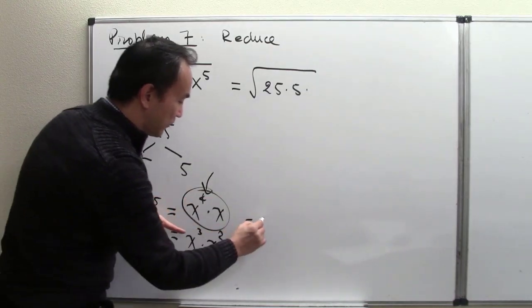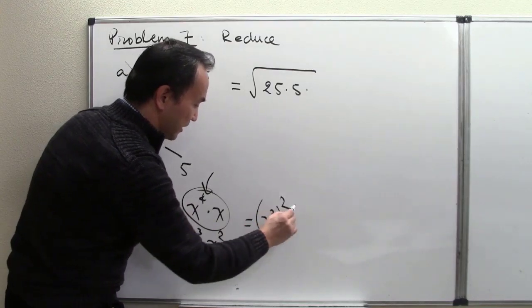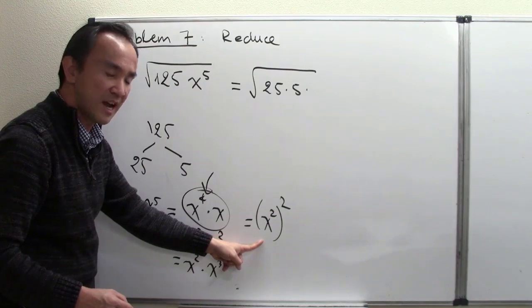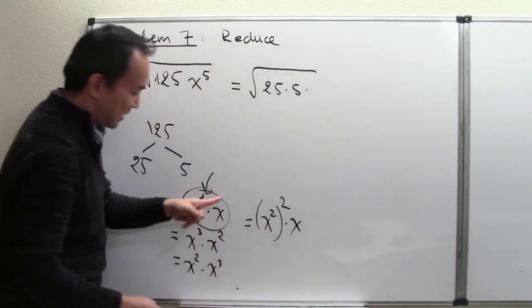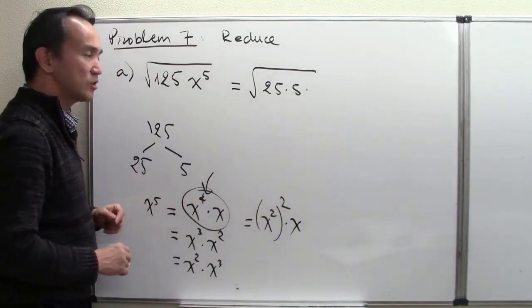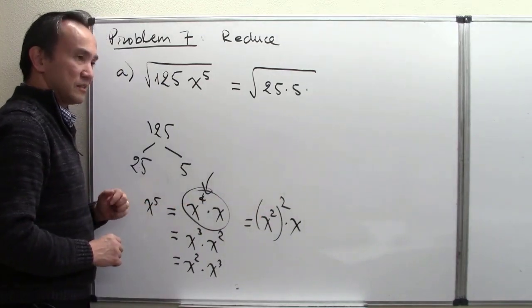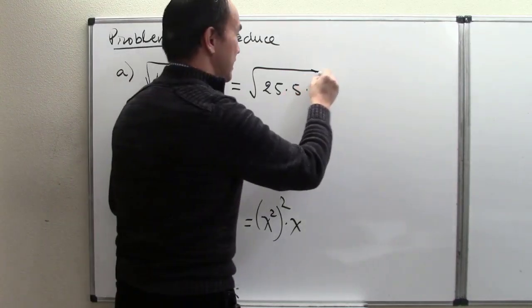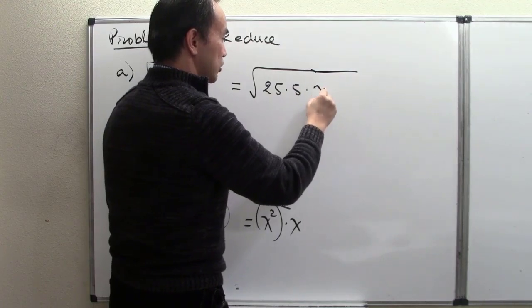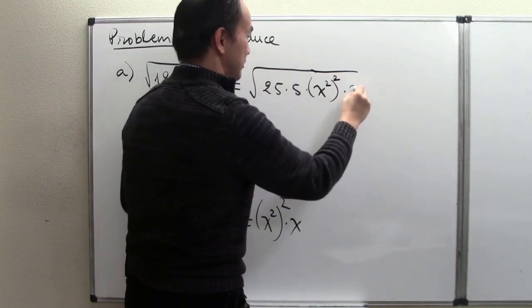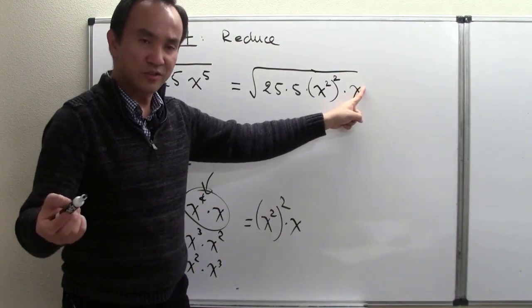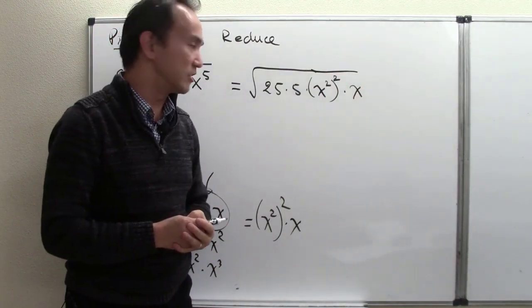I see the x to the fourth as x squared all squared, and that's another thing you should have learned in the previous algebra course, and then multiply with the other x. So I see the x to the fourth as the largest perfect square factor that goes into this x to the fifth. In that way, I'm rewriting this as 25 times 5 times x squared all squared times x. This first power here is irreducible according to the work that I've done in the earlier problems.